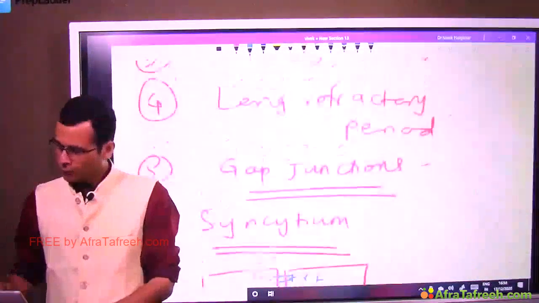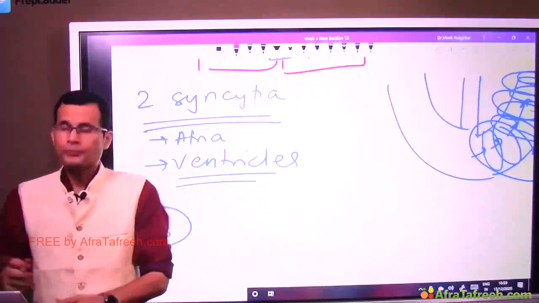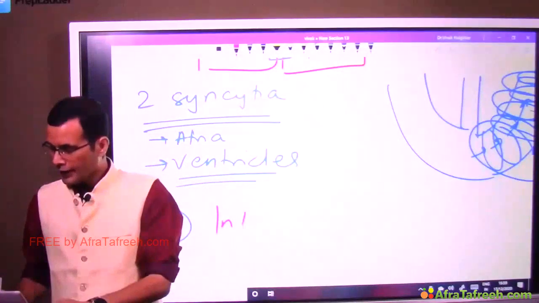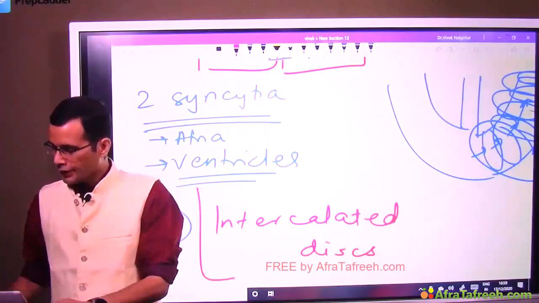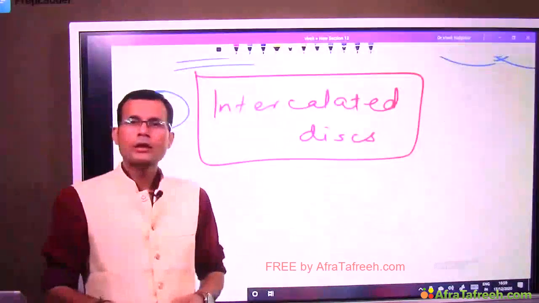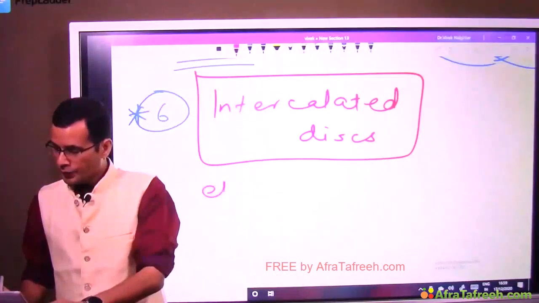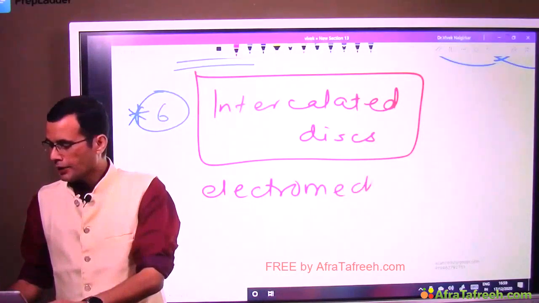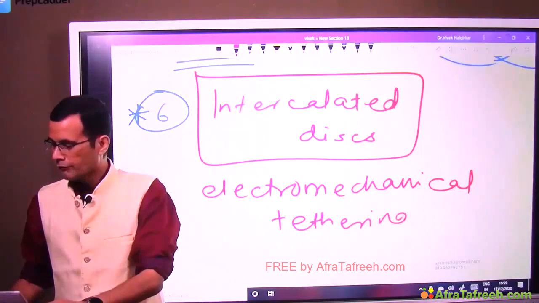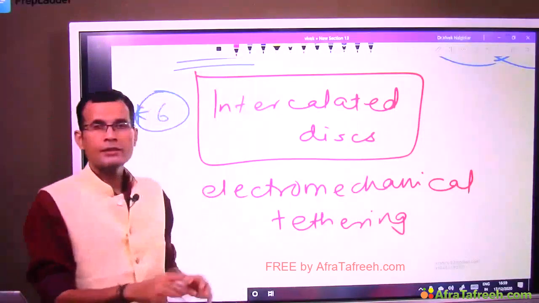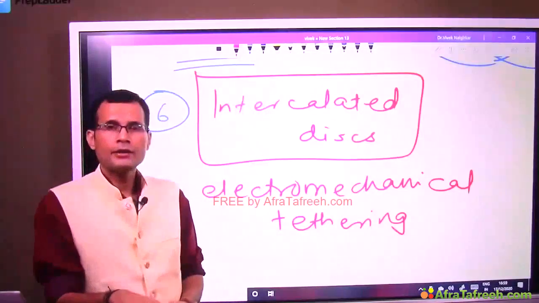Now coming to the next property or characteristic: the presence of intercalated discs in the heart. What is the importance of these intercalated discs? They provide electromechanical tethering to the cardiac muscle fibers. The muscle cells are mechanically tethered to the intercalated discs.